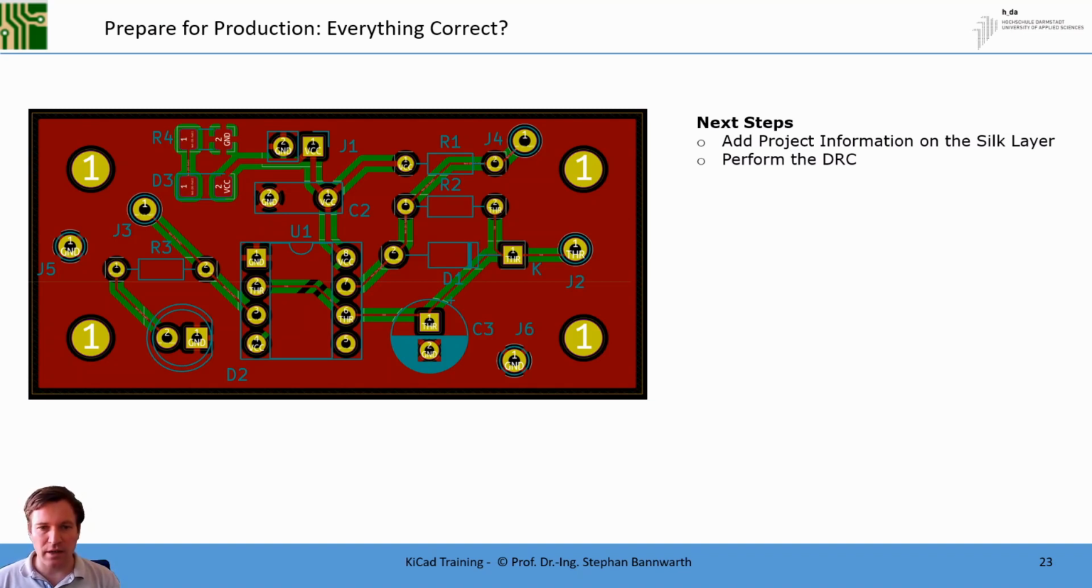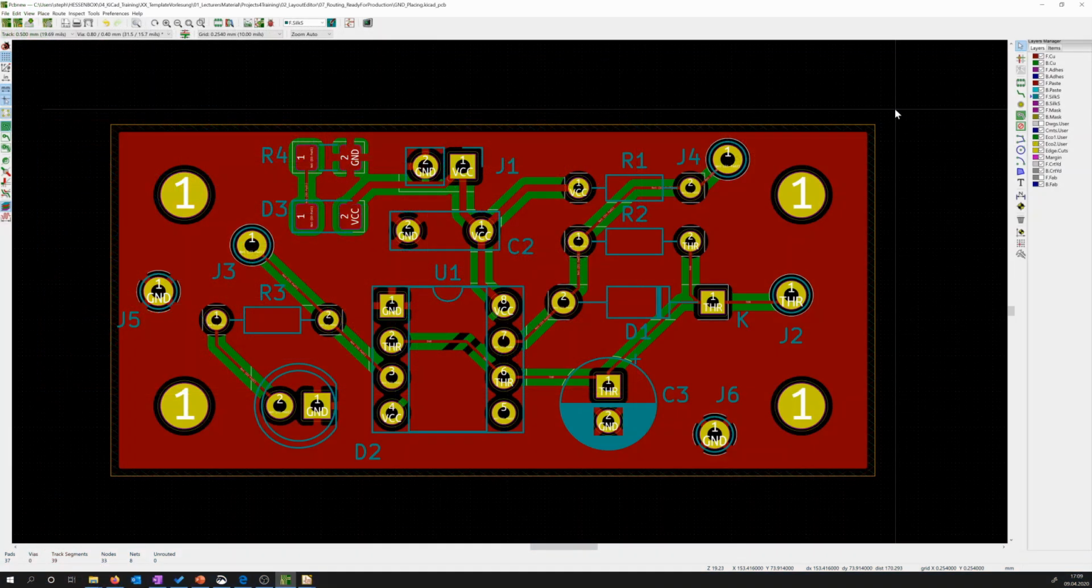So this includes mainly 2 steps. First, we have to add the project information on the silk layer. This is the project name, author name, date and version. And we have to perform the DRC check to see if we have followed all design rules from the manufacturer. So to prepare our board for production, we have to do two things. We add our project information and we run the design rule check.